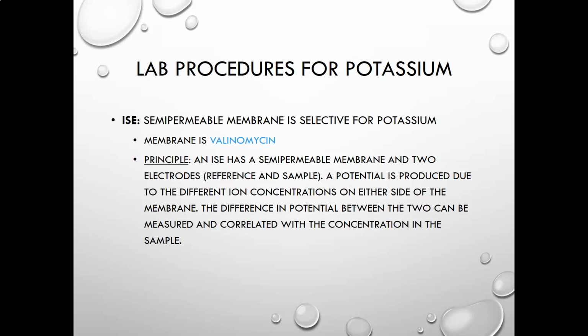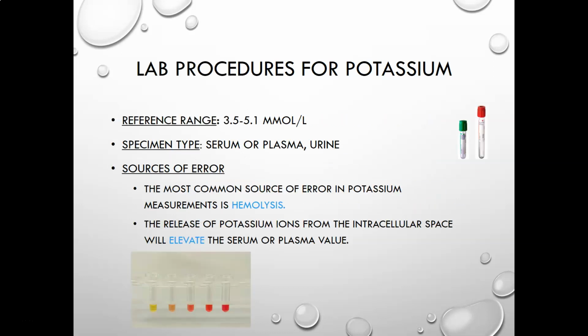The lab procedure for potassium, again, we do the ISE method. It's the most common. The semipermeable membrane is selected for potassium. That membrane is valinomycin. Again, the principle is the same as stated already for chloride and sodium, and there are also direct and indirect methods for potassium. Your reference range is 3.5 to 5.1 millimoles per liter. The specimen type is serum or plasma or urine, and it can also be done in whole blood.